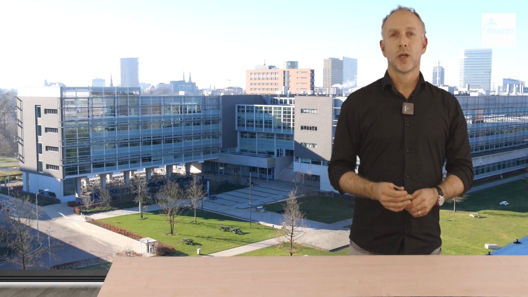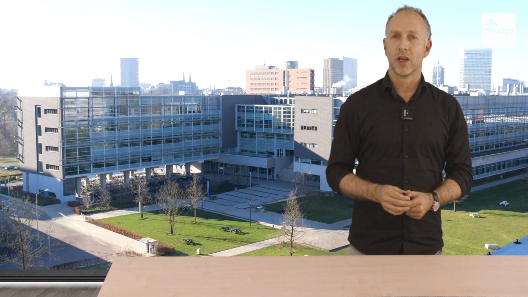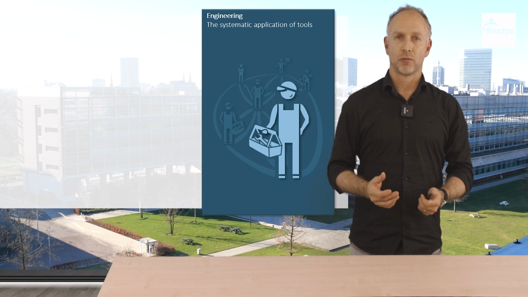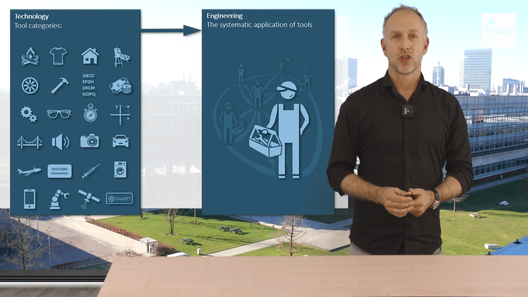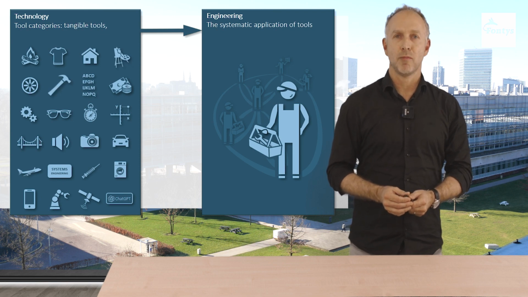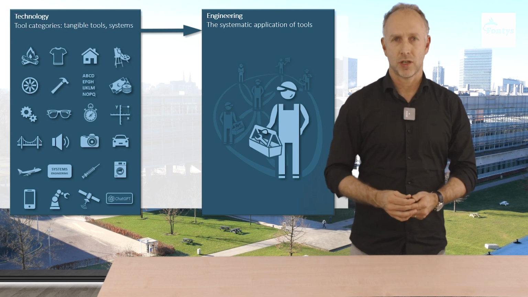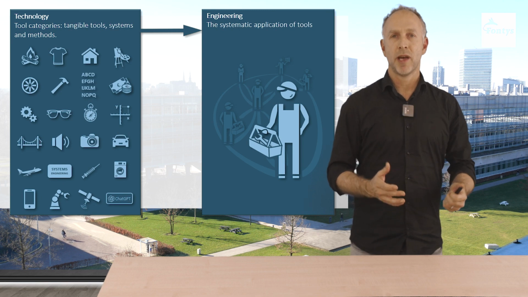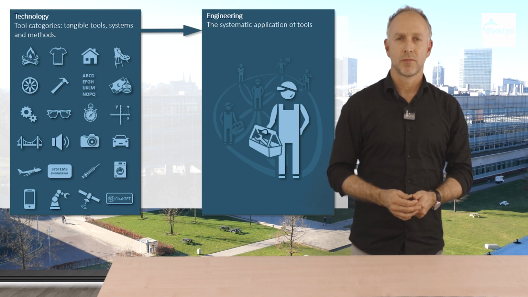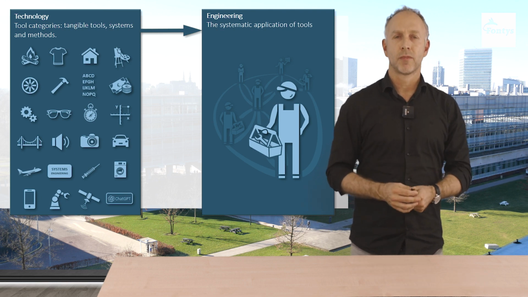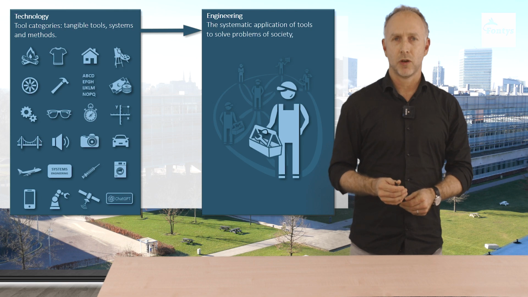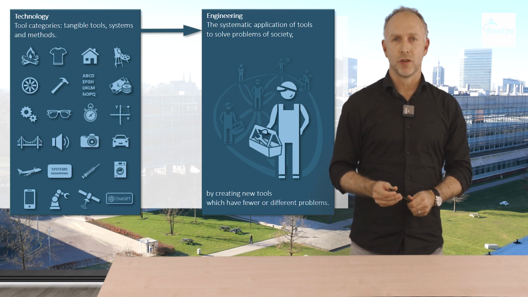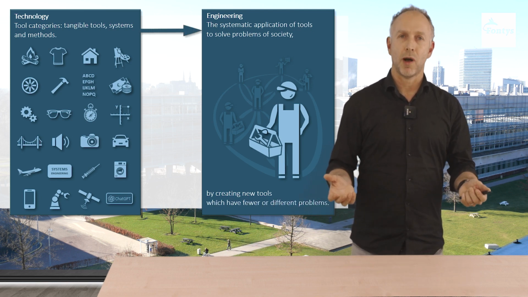Now we can start. What place do systems like ChatGPT have in an engineering environment? What is engineering? Engineering is the systematic application of tools. So tools go in. You can think about tangible tools, such as a brush, a hammer, or reading glasses. Then systems such as a house, a car, or a satellite, and finally methods such as the alphabet, Cartesian graphs, and systems engineering. In our definition, these are all tools. Engineers use these tools to solve problems of society by creating new tools that in turn have fewer or different problems. So tools go in and tools come out.